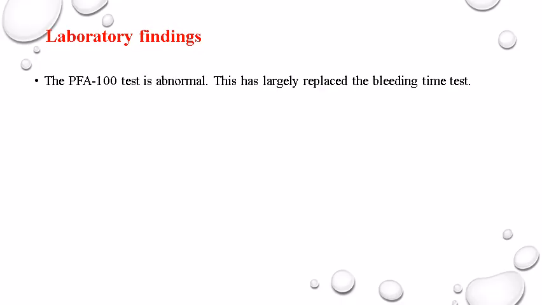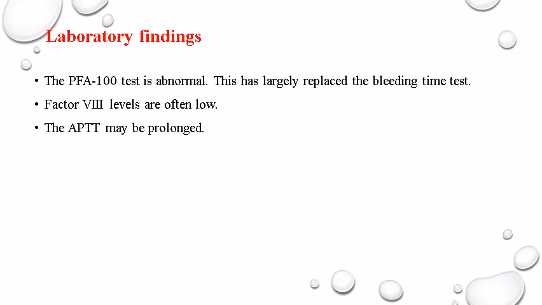Laboratory finding: the platelet function test is usually abnormal. Platelet function testing is usually used to measure platelet function instead of bleeding time that we talked about in the last session. So the platelet function test is usually abnormal because there is a defect in platelet function. Second, factor 8 will be low, and this is expected, as we said, that Willebrand factor is a carrier for factor 8. So when there is no Willebrand factor, factor 8 will be degraded and the level will be low. Activated partial thromboplastin time APTT is usually prolonged.